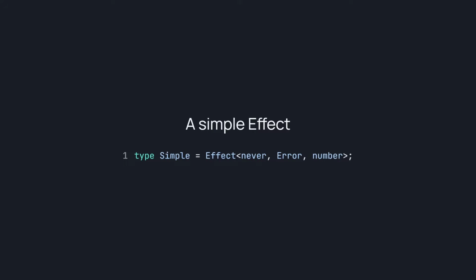Let's break down this effect. Like the unit effect, its requirements field is never. However, unlike the unit effect, its error is of type Error. This means that the effect may fail with an error object. The final value type is number, meaning this effect will yield a number if it succeeds.